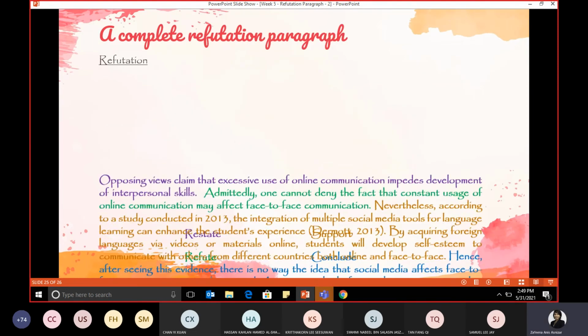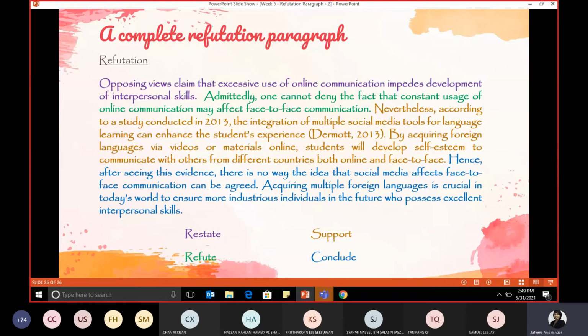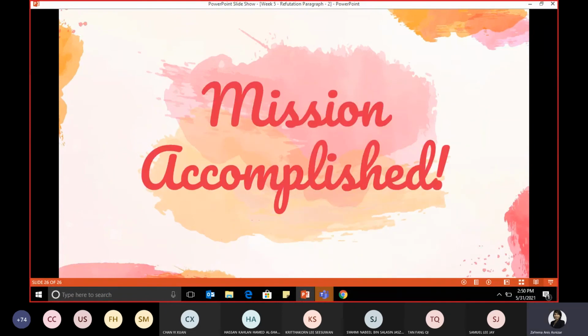All right. So here, I put in the colors so that you can see, when you are writing your refutation paragraph, you have to restate, and then you have to refute, you need to include your support, and you have to conclude. But on the other hand, for your body paragraphs, you must include what? Claim, data, warrant. But for your refutation, you must restate, refute, support, and conclude. And for your introductory paragraph, you must state your background. You can use the 5 strategies. And the most important thing is you must state your thesis statement. You must state your position in your thesis statement. That's how you write a complete refutation paragraph. Okay, then mission accomplished.